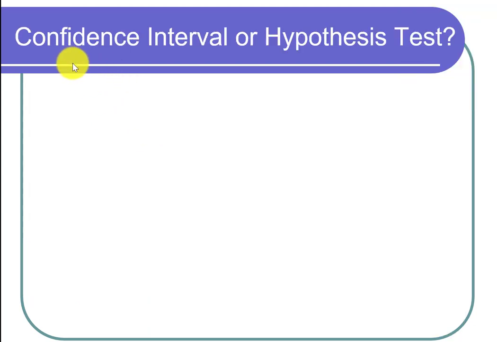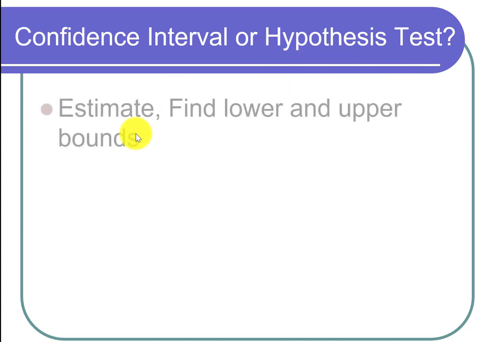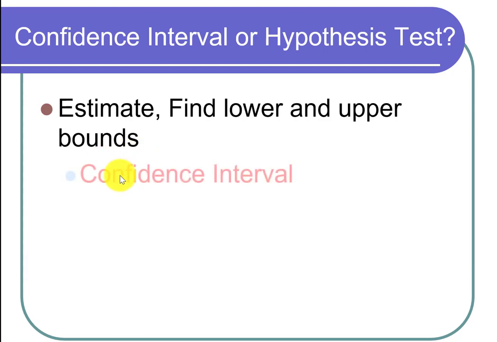So do you want a confidence interval or do you want a hypothesis test? Let's start there. In particular, if you want to estimate a mean or estimate a proportion or a difference between means or a difference between proportions, or if you want to find the lower and upper bound of the interval, then we're looking for a confidence interval.